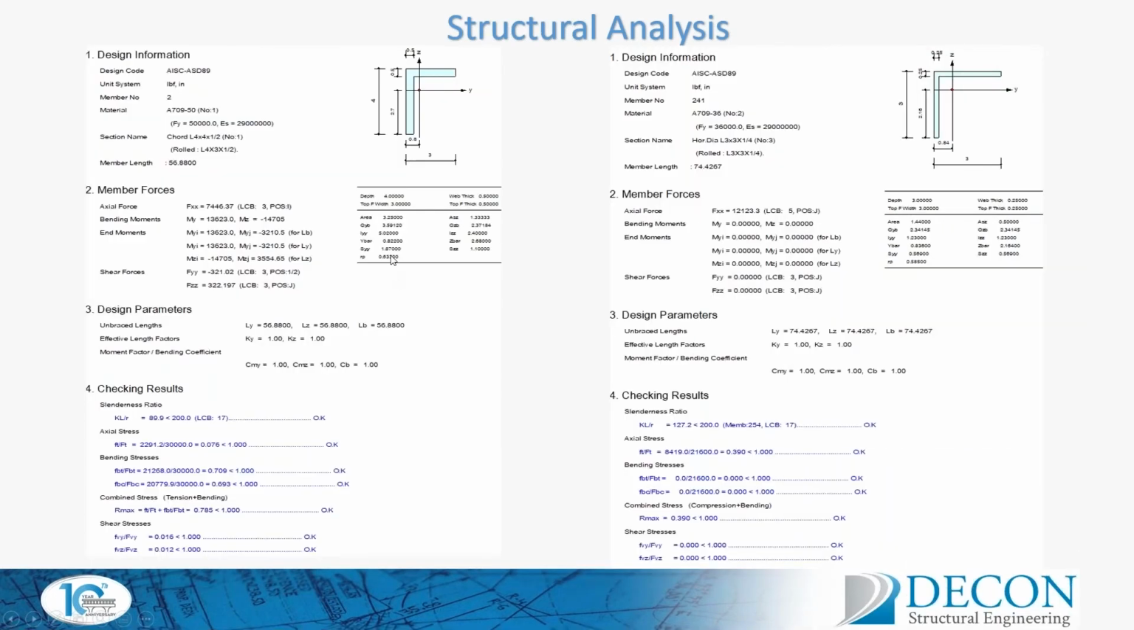This is the screenshot of the graphic results. This one is for the beam element and this one is for the truss element. For the beam element, it checks for slenderness, axial stress, bending stresses, combined stresses, and at the end shear stresses as well. In the truss element, it checks for slenderness, axial stress, and shear stress, as there is no bending in the truss element. And it gives out descriptive results for all the element profiles that we have used.